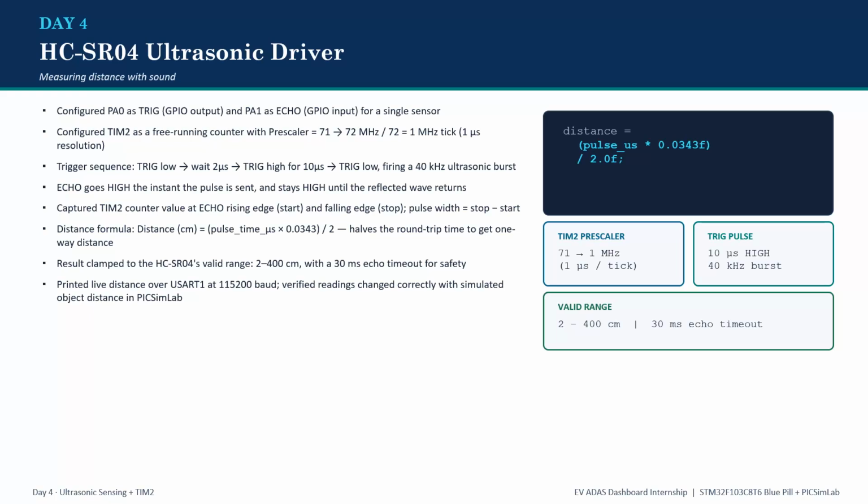I clamped the result to the sensor's valid range of 2 to 400 centimeters with a 30 millisecond timeout in case no echo returns. I printed the resulting distance over UART and watched it update as I changed the simulated object distance in the Pixim Lab, as I changed the position of the lever of the ultrasonic sensor.